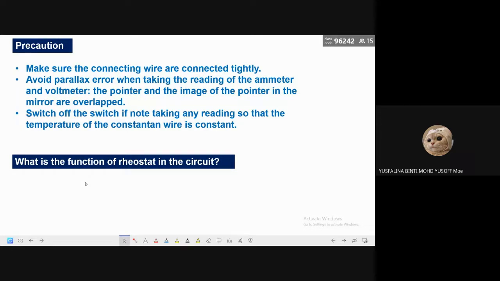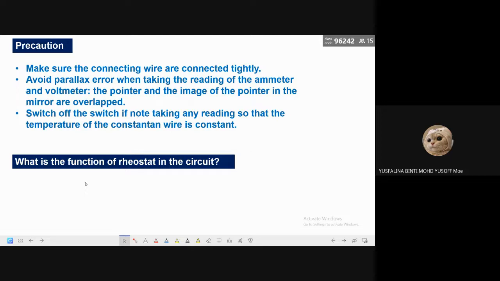Please switch off the circuit first. Because if you don't switch off, what happens? Because you're using a constantan wire, and also the connecting wire, the connecting wire becomes hot. It will become hot and the temperature will increase. So we don't want that, right? So whenever you do this experiment in the lab, please switch off.